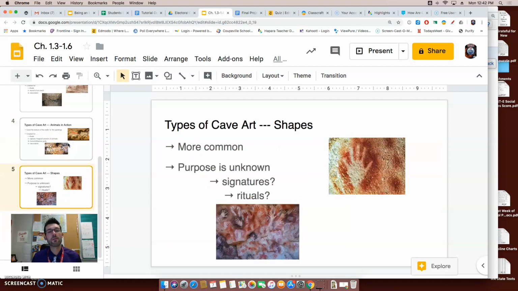The other type of cave art we'll see are just various shapes or handprints. Now, these types of works of art in caves are more common. Again, the purpose is unknown. Were the handprints used as a signature? That's me. That's my hand right here. Or was it some kind of ritual again? We just don't know. We weren't alive. We can only guess based upon the artifacts that are in the rooms.